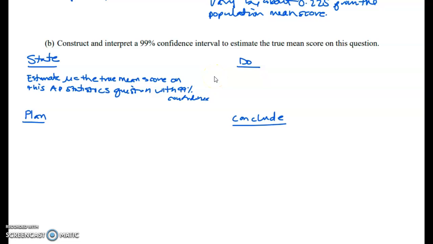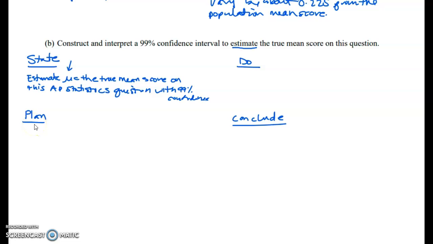Again, the state step feels a little redundant, but you're really copying what they want you to estimate. You're saying estimate mu, the true mean score on this question with 99% confidence. So the state step feels very redundant, but they're looking for you to know and state the purpose of your whole task.